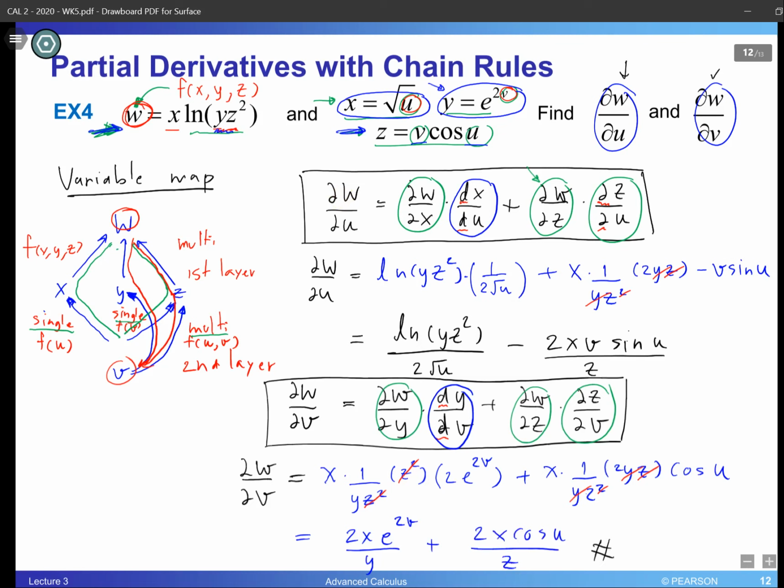So there you go. Every example that we have done here, we follow the same concept, the same guidelines. As long as you understand how to build the variable map and to build the formula out of that, then you should be fine when it comes to the partial derivatives with chain rules.